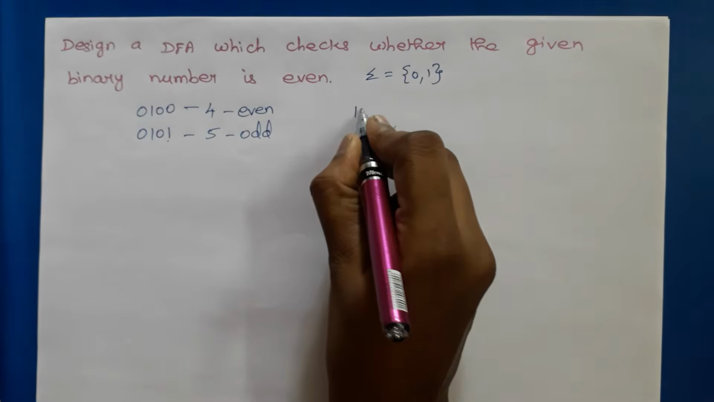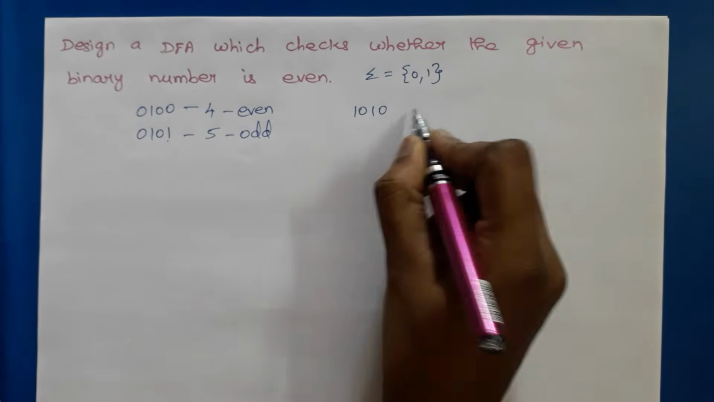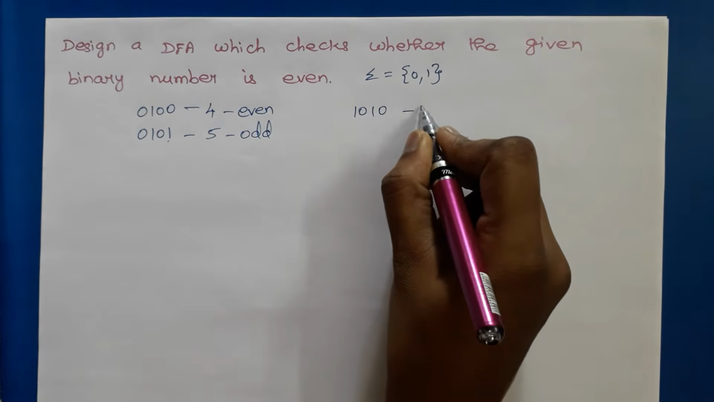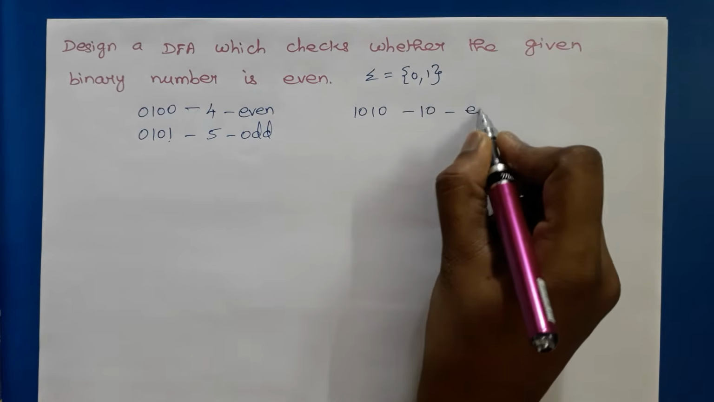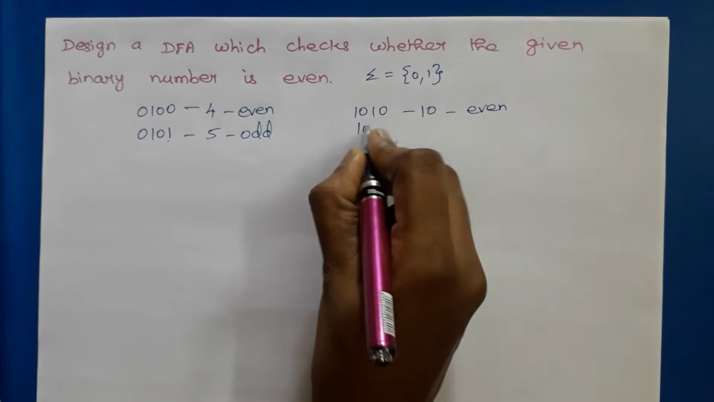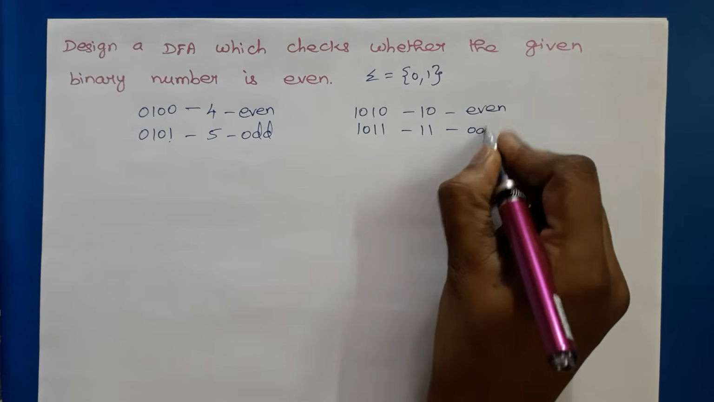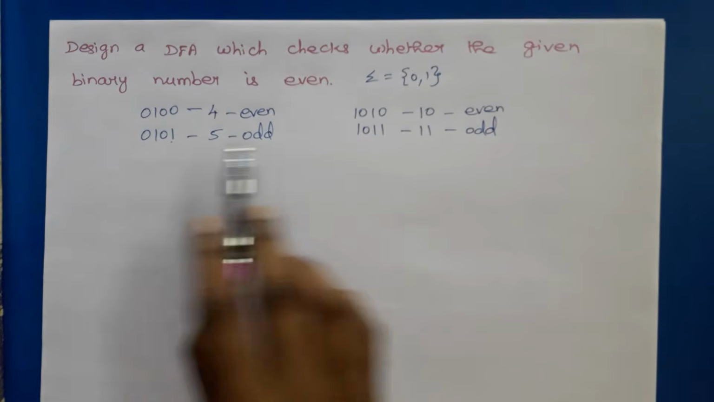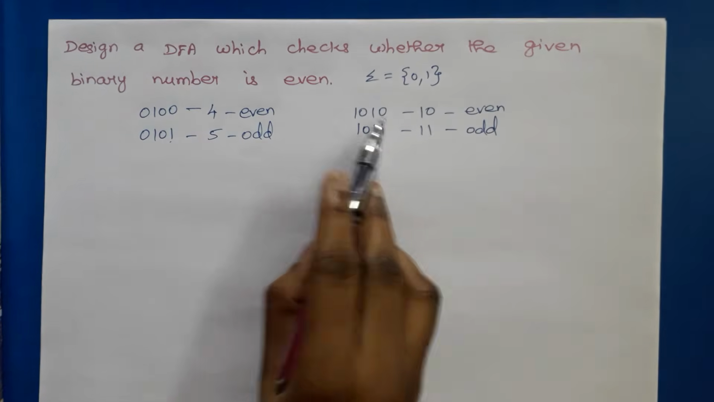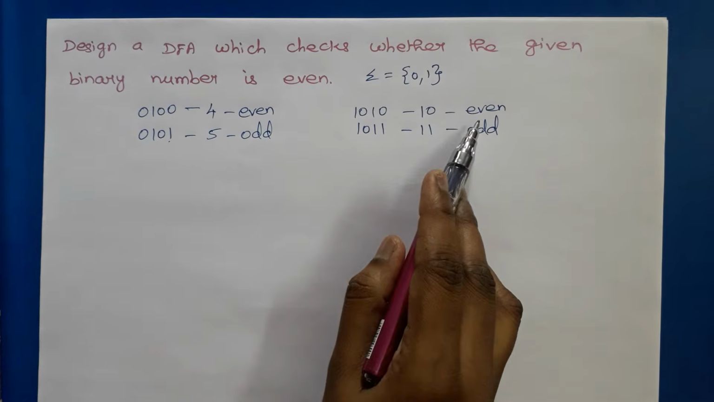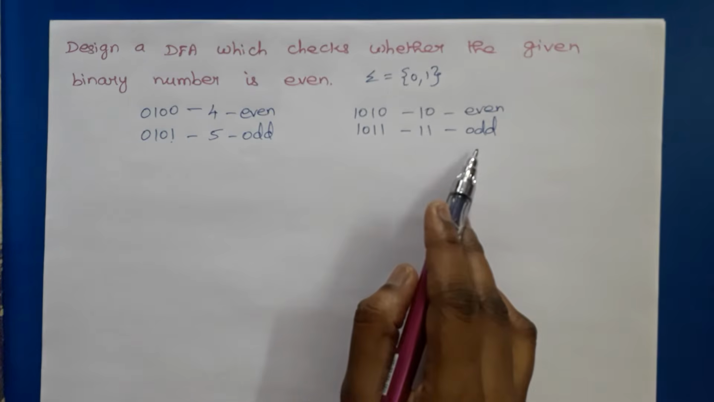Another example is 1010. The decimal equivalent for this binary string is 10. 10 is an even number. And 1011, decimal equivalent is 11, and it is an odd number. So whenever the binary strings end with 0 it means an even number, and ends with 1 means an odd number.